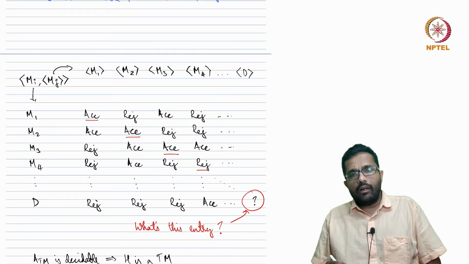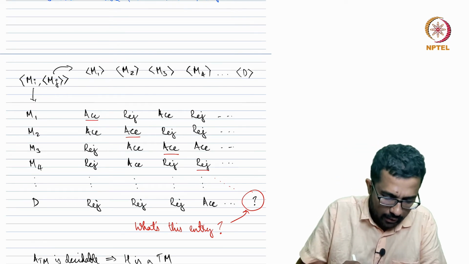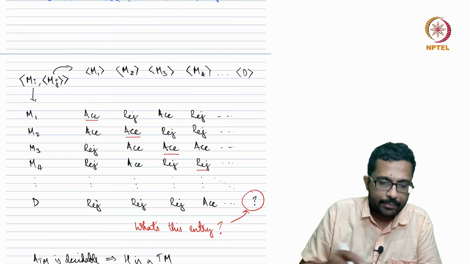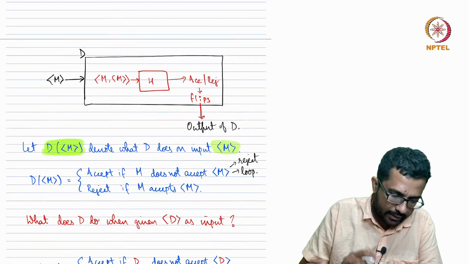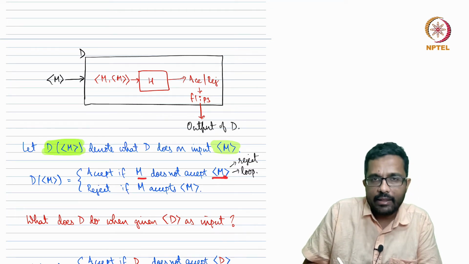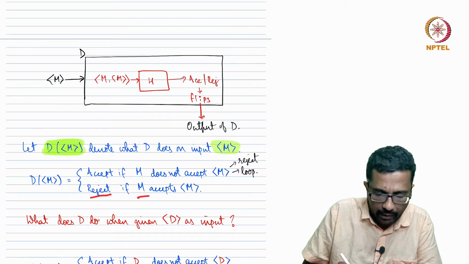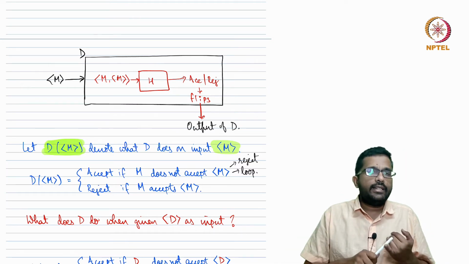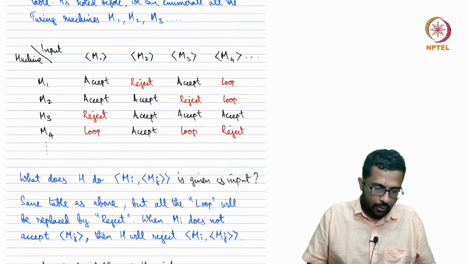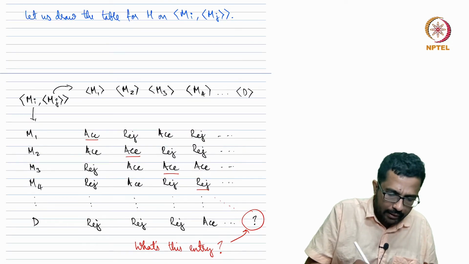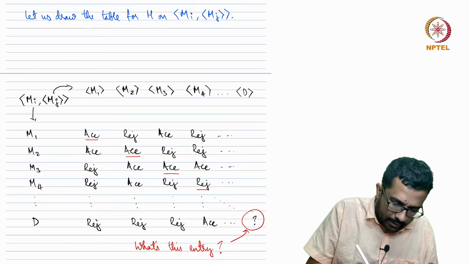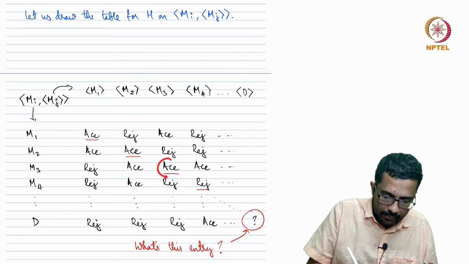Now how did we make D? We wanted D to do the opposite of whatever each Mi does on its own description. That's what we said here. What does D do on M? D accepts M if M does not accept M, and D rejects M if M accepts M. So what does D do on M1? The opposite of whatever M1 does on M1. M1 accepts M1, so D rejects M1. M2 accepts M2, so D rejects M2. M3 accepts M3, so D rejects M3.